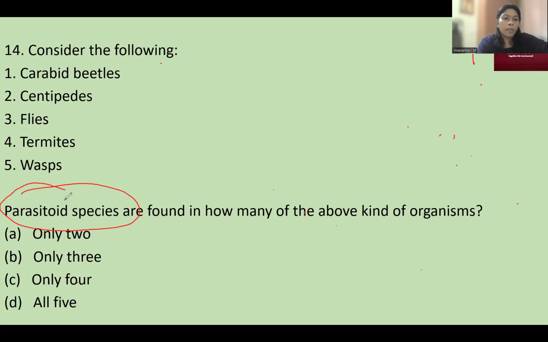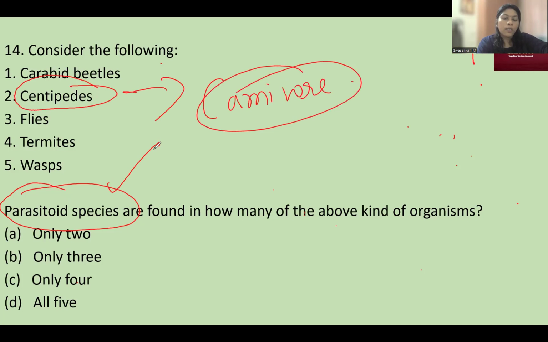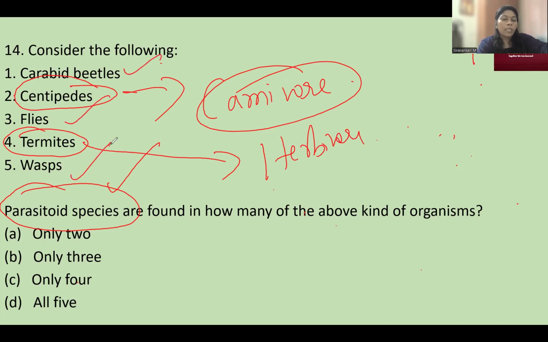If you don't know this, but you know what a parasitoid species is, because there was news related to it, you can easily answer. I have told several times in the class that the centipede is a carnivore. It will hunt and eat. It is not a parasite. Come to the termite. Termites eat wood, so this is a herbivore. So that's a carnivore and this is a herbivore. Then come to beetle, fly, wasp. That is the answer. So only three is a parasitoid species.